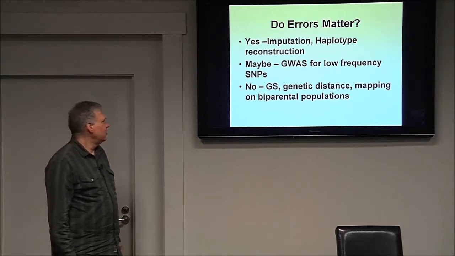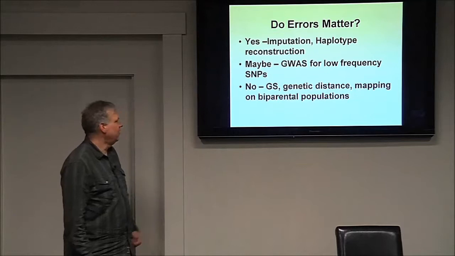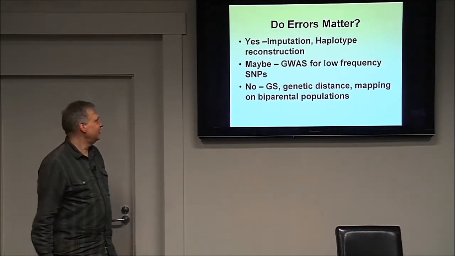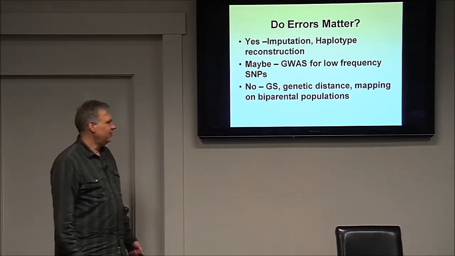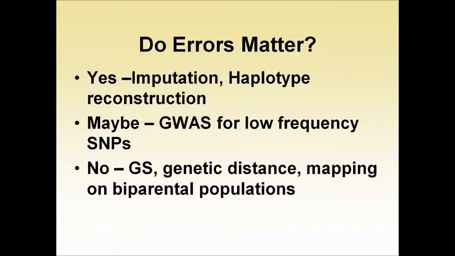For genomic selection, they can probably handle a fair bit of slop. Genetic distance, I think that they average out. There's just a little bit of noise, but there's so much signal. And in biparental populations, we can correct those things using the HMM method I showed you yesterday. So we can fix the errors. Any comments or questions? Okay.